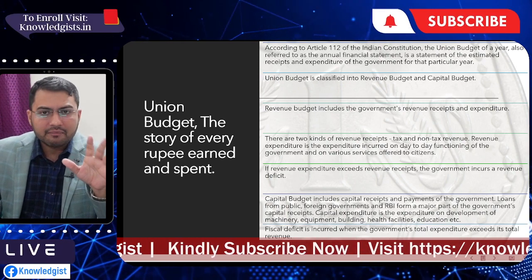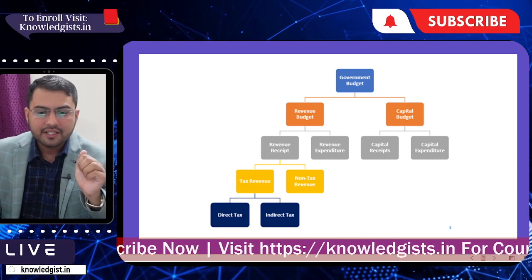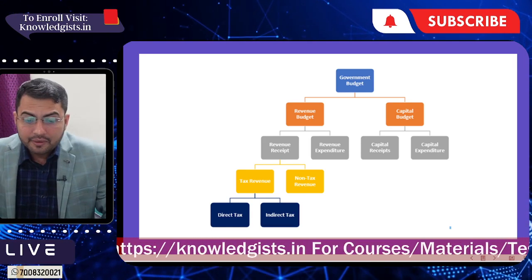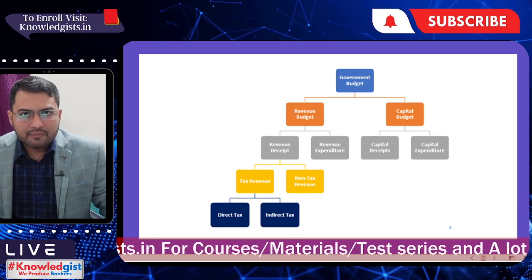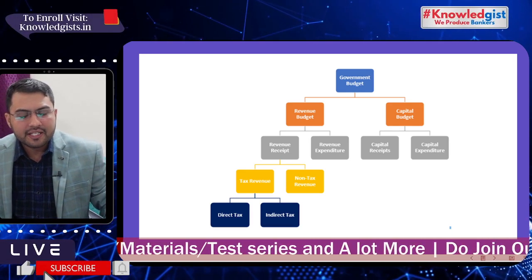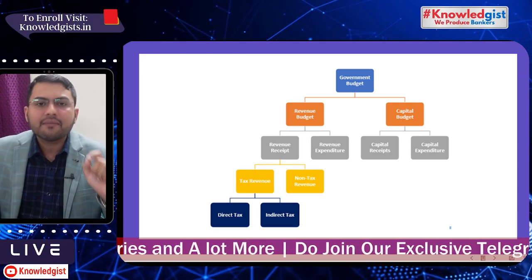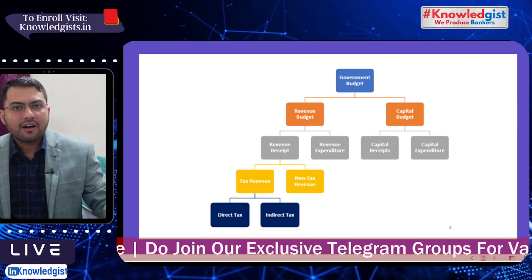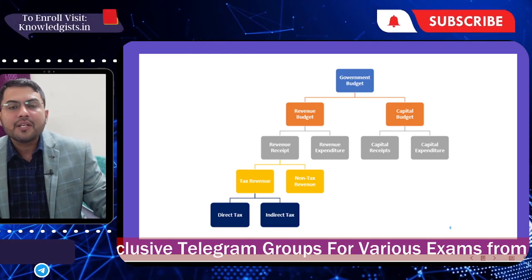By now you know that the government's budget has two parts, revenue budget and capital budget. Revenue budget is the revenue receipt and revenue expenditure. Capital budget has capital receipt and capital expenditure. Whatever earning is coming afresh to the government is called revenue receipt, and whatever is afresh being spent is called revenue expenditure.